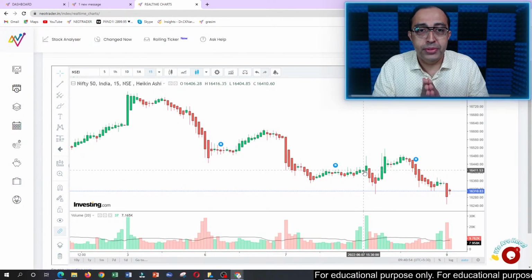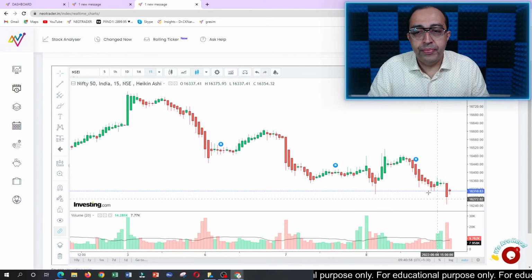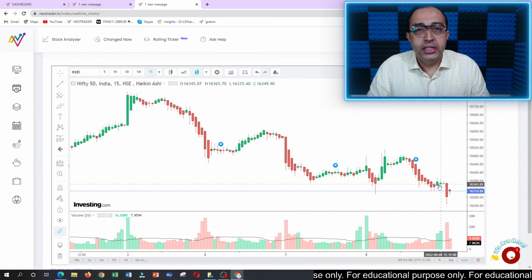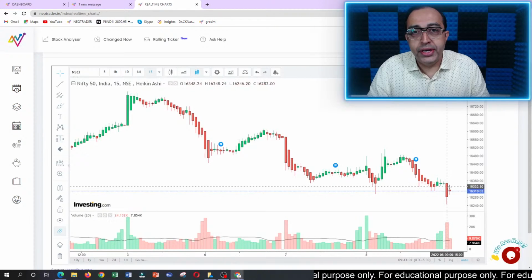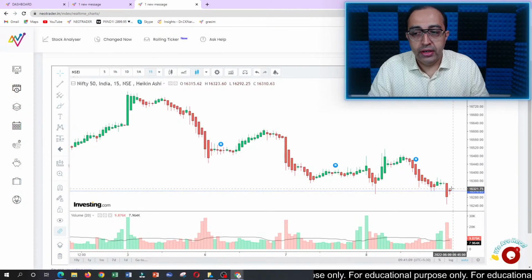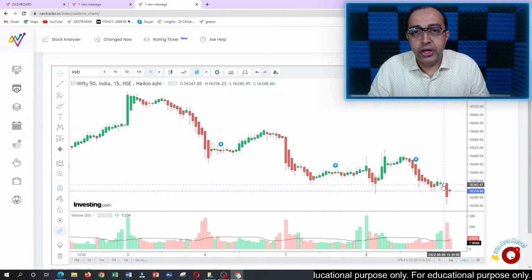It clearly helps us to get a very good idea. So now what are you seeing here? You saw yesterday a small body candle, and now what did you see immediately? You saw immediately a Heikin-Ashi candle, correct? You saw immediately a Heikin-Ashi candle on this particular chart.